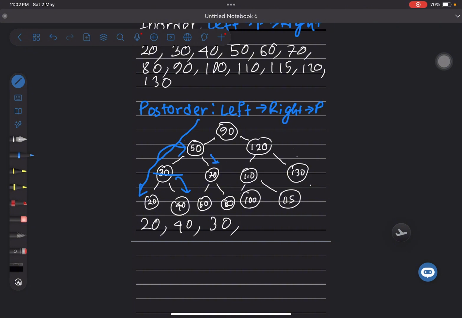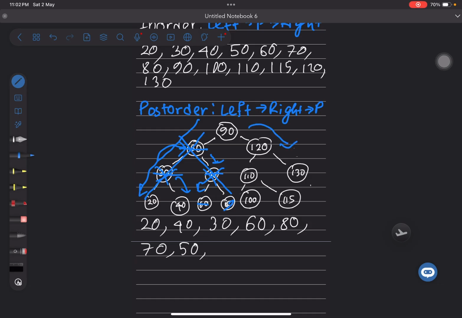Yes, there's a right, and yes, there's a left of the right, so 60, and then the right is 80, and then the parent is 70. Now the left children are done, the right children are done. Now we hit the parent, 50. Now the entire left side is done.